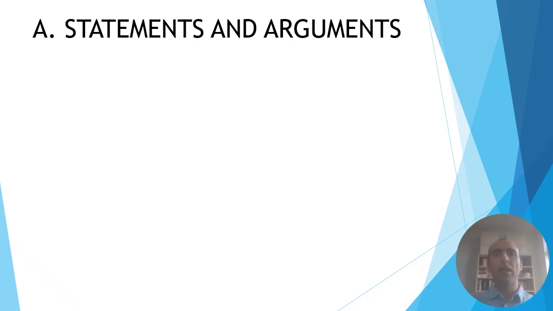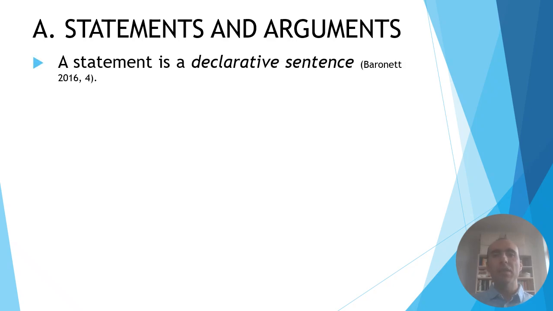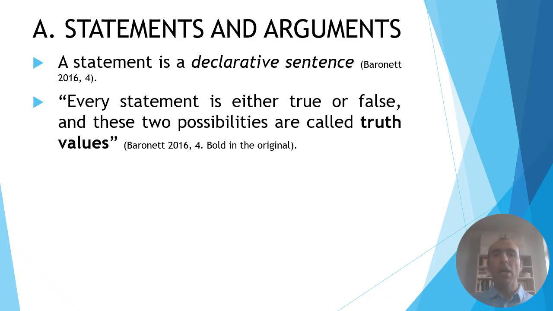Let's further discuss the idea of a statement. A statement is a declarative sentence. This is a judgment about the world that we can determine to be either true or false. This is different from a normative sentence that judges a situation or the action of a person. Every statement is either true or false, and these possibilities are called truth values. Remember that a truth value is either true or false. There is not a third option. This is what we call the principle of bivalence.